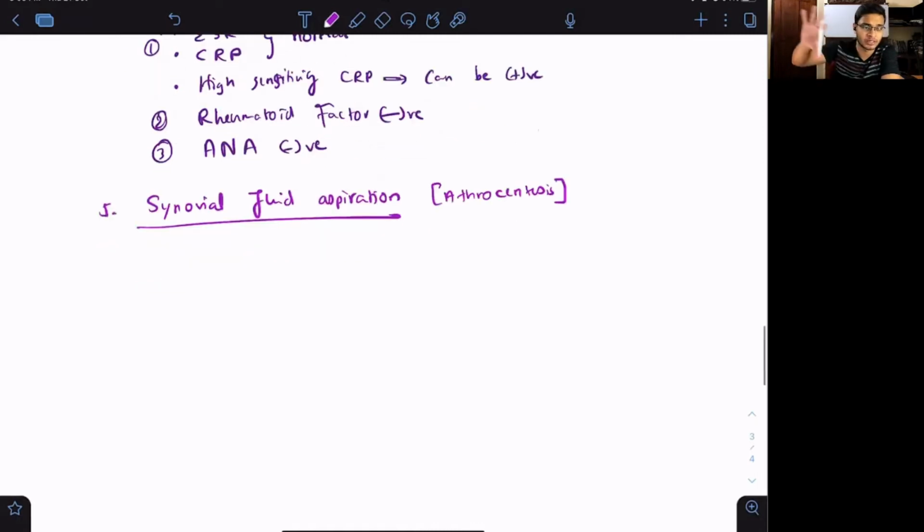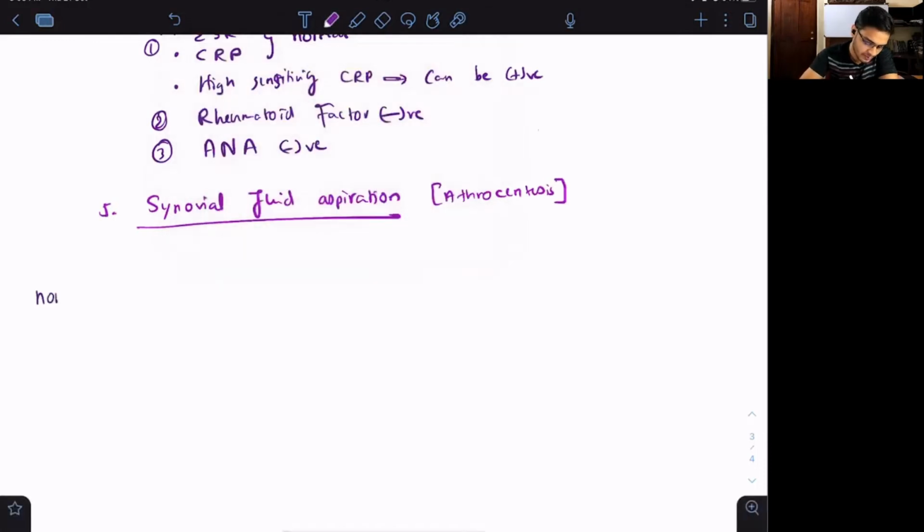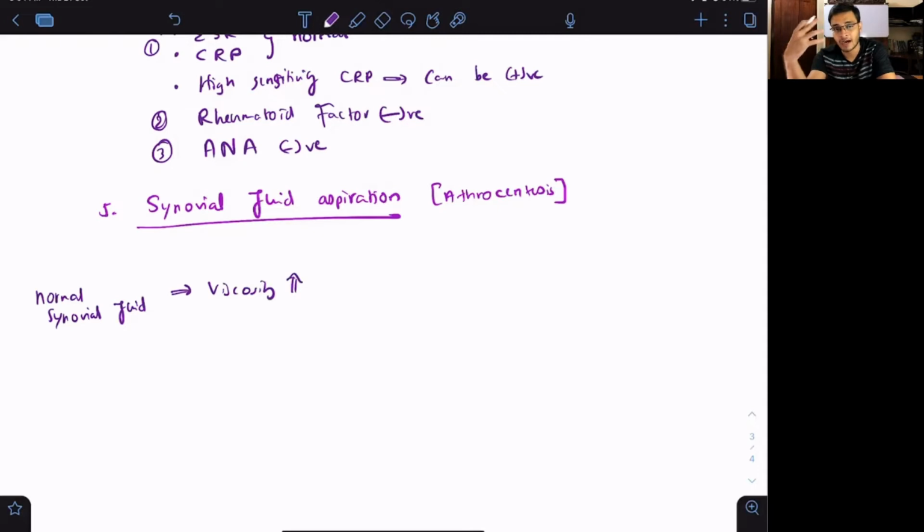Therefore, now tell me this. Let's leave osteoarthritis aside for a while. If you look at a normal person's synovial fluid, what do you think about the viscosity in a normal person? High or low? In a normal person, the viscosity is high, guys. This is provided by the hyaluronic acid mainly. The hyaluronic acid helps to maintain this high viscosity.